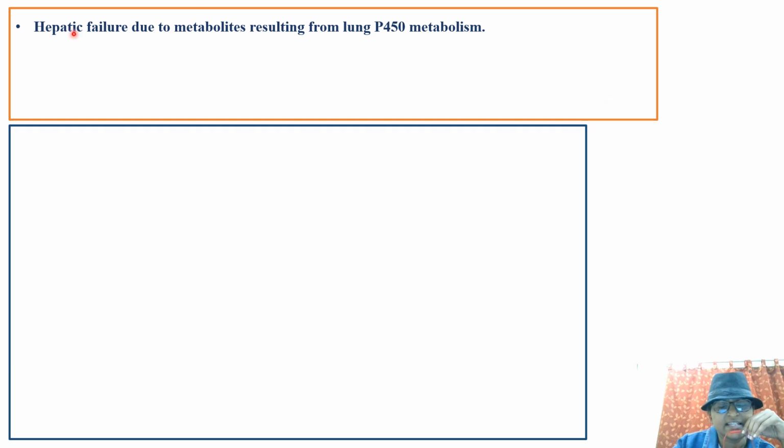So next we will see hepatic failure due to metabolites resulting from lung P450 metabolism. Apart from kidney toxicity, which we have been discussing until now, liver failure is also due to metabolites resulting from lung P450 metabolism. You can see it is going and affecting the lung. If it is affecting the liver, it's affecting the kidney, right?